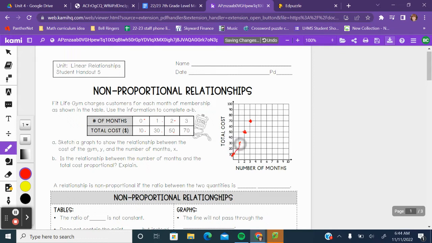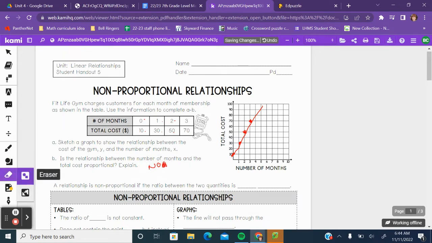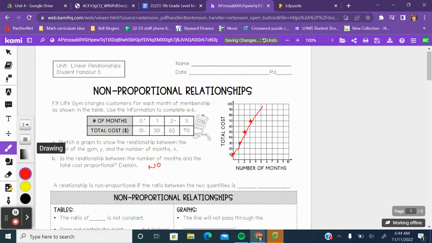So here's my graph. Ooh, that's not a very good graph, but there it is. Is the relationship between the number of months and the total cost proportional? No. And why is it no? It doesn't go through 0, 0. See how it doesn't go through 0, 0? And these are not proportional.